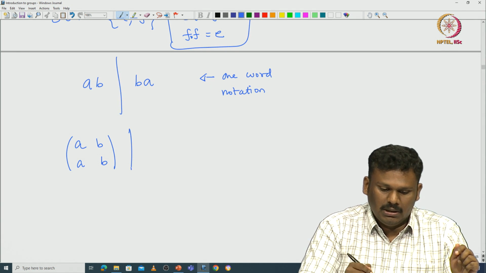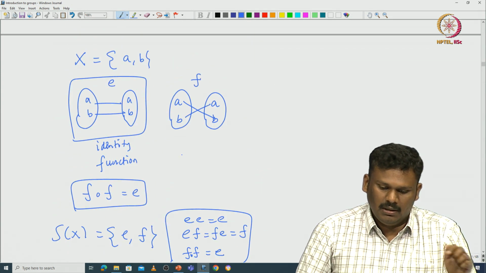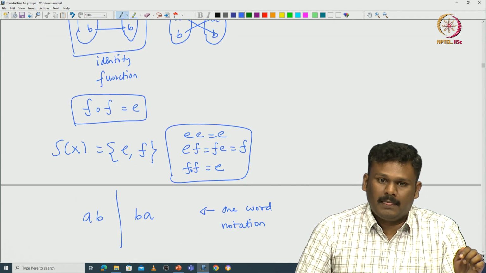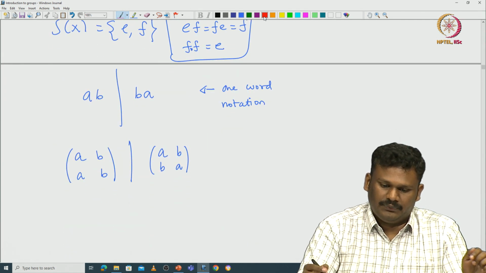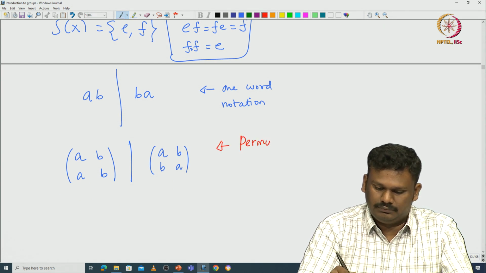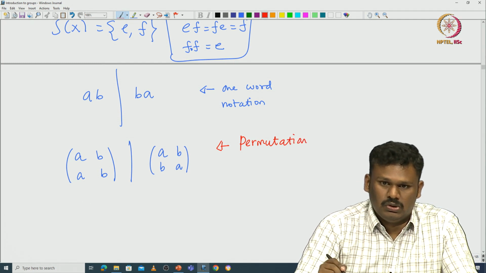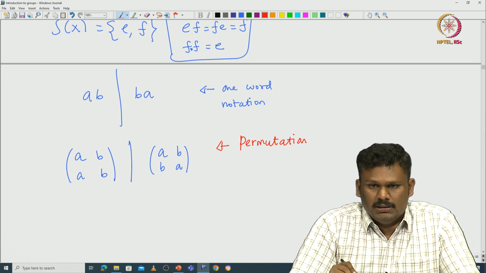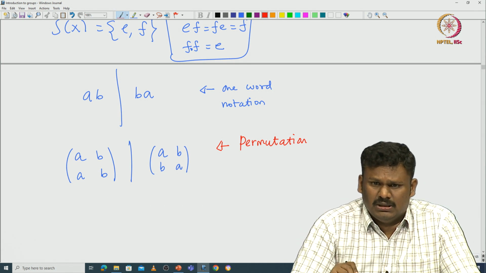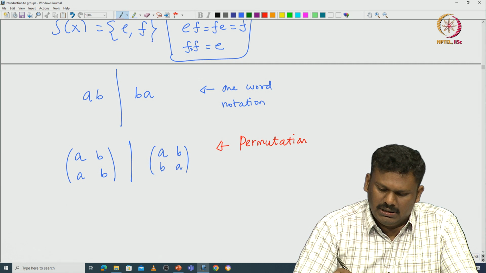And similarly, the second function you can write as A B and then B A, because A is mapped to B and B is mapped to A. So, this is another notation, called permutation notation. The bijective functions on X are also called permutations of X. So, S of X is also referred to as the permutation group on capital X. Again, this is permutation notation.